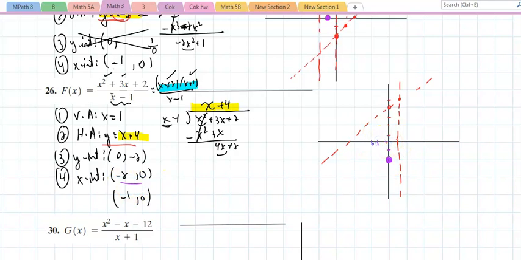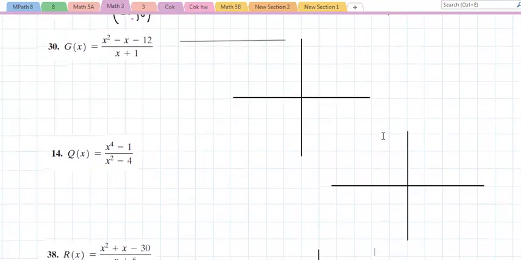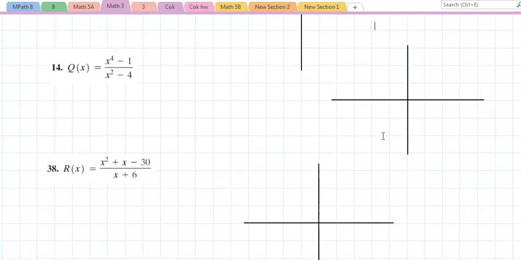Negative 2, 0. And negative 1, 0. Almost done, you guys. Almost done. 3 more to go, I think. 4 more to go. Alright.